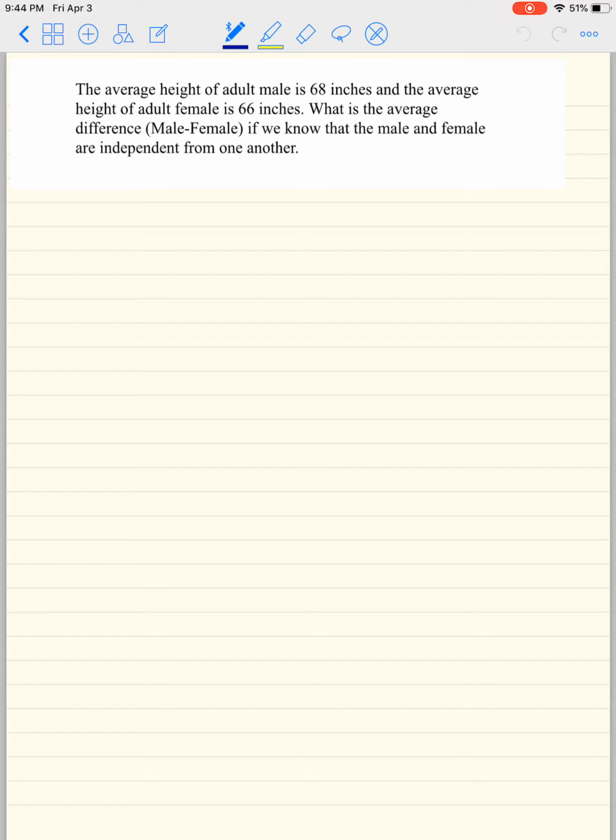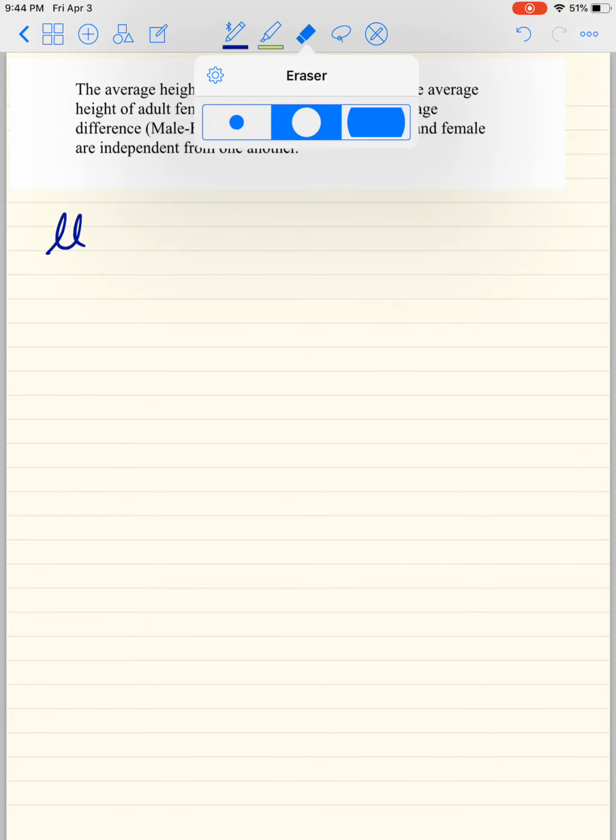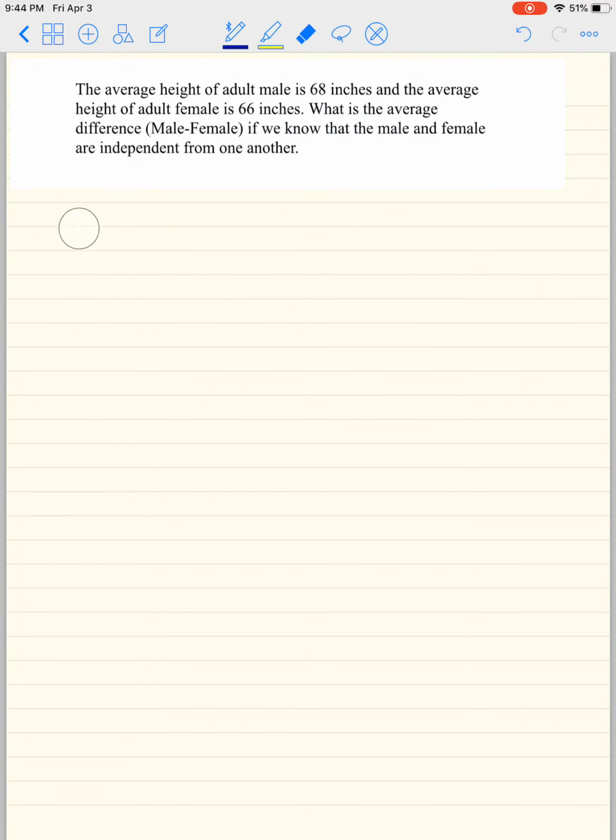In this case here, I said the average height of adult males is 68 inches, and this time I'm just going to represent it a little bit differently than E of X. I'm just going to say mu of X, or actually I'm going to change that if you don't mind. I'm going to change it to M for males. So let's start again. Mu of M is 68 inches. And the average height of adult females is 66 inches. So we're going to call this F.